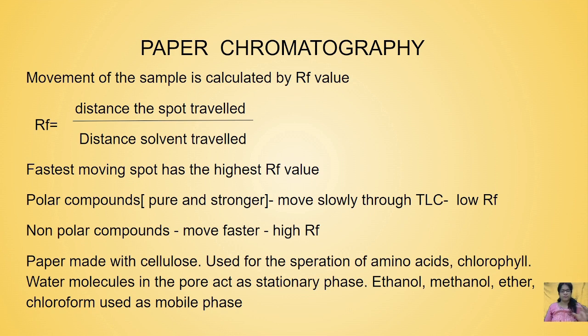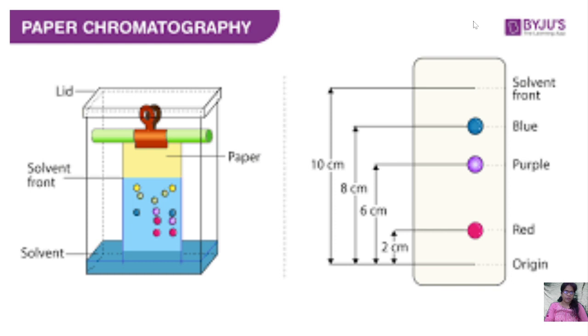I told you about paper chromatography: this spot has moved only 2 centimeters, this purple has moved 8, and the solvent has moved 10 centimeters. Based on it, we can decide the RF value. The RF value will generally always be less than 1, right? Even for TLC, thin layer chromatography, the RF would generally be less than 1. So this is paper chromatography.